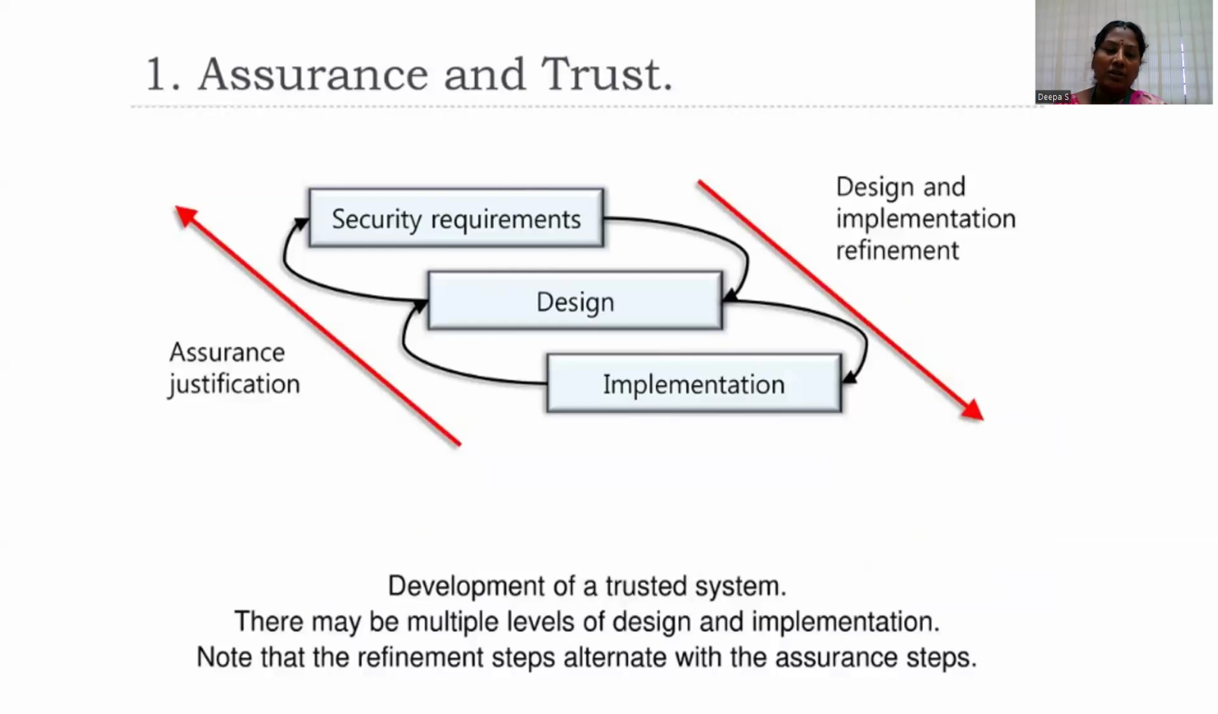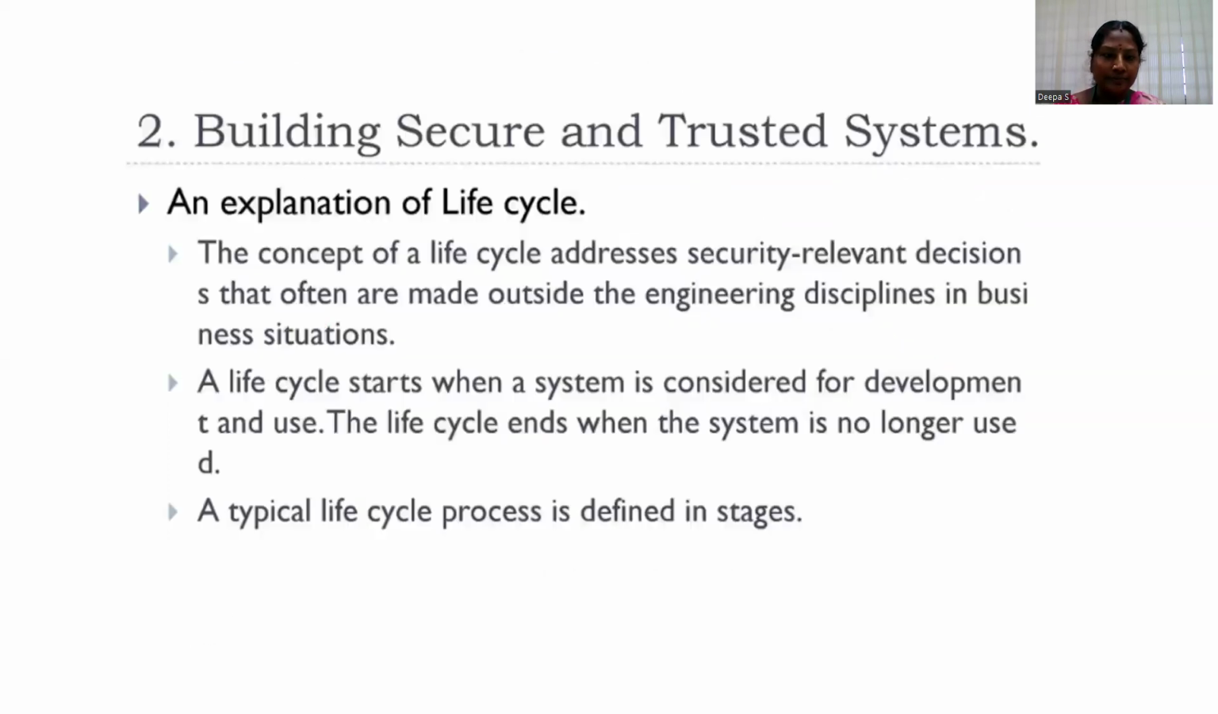Whenever you are concentrating on assurance and trust, there will be a life cycle where security requirements are implemented as steps by your design and then implemented. If they are satisfied, then the assurance will be justified. That is, if there are any claimed flaws, they are justified for rectification.